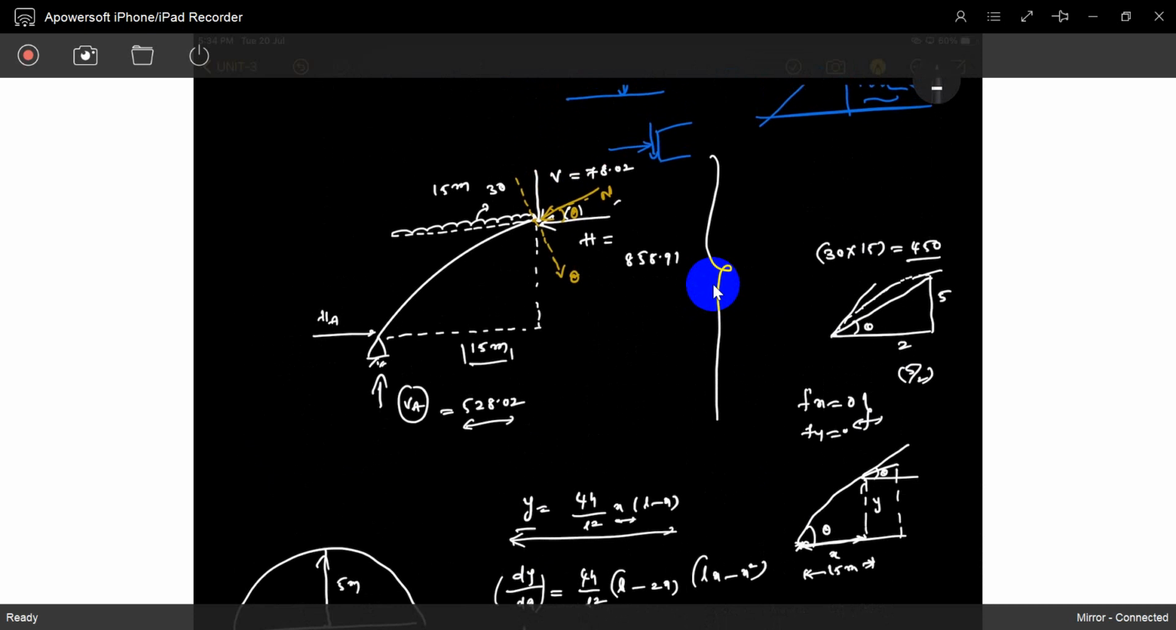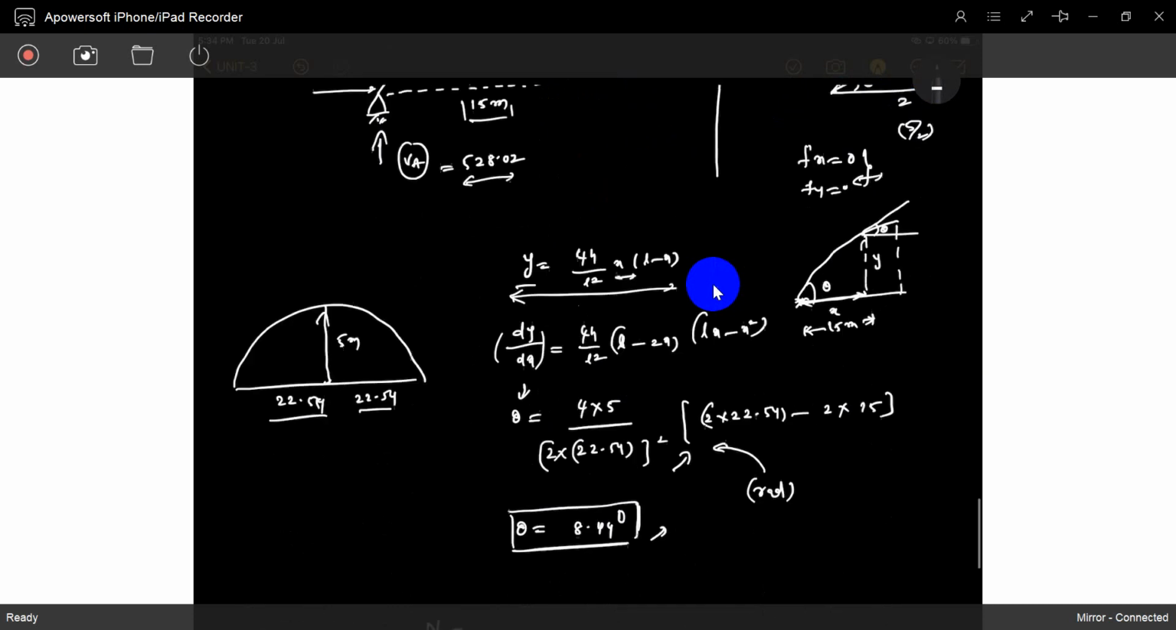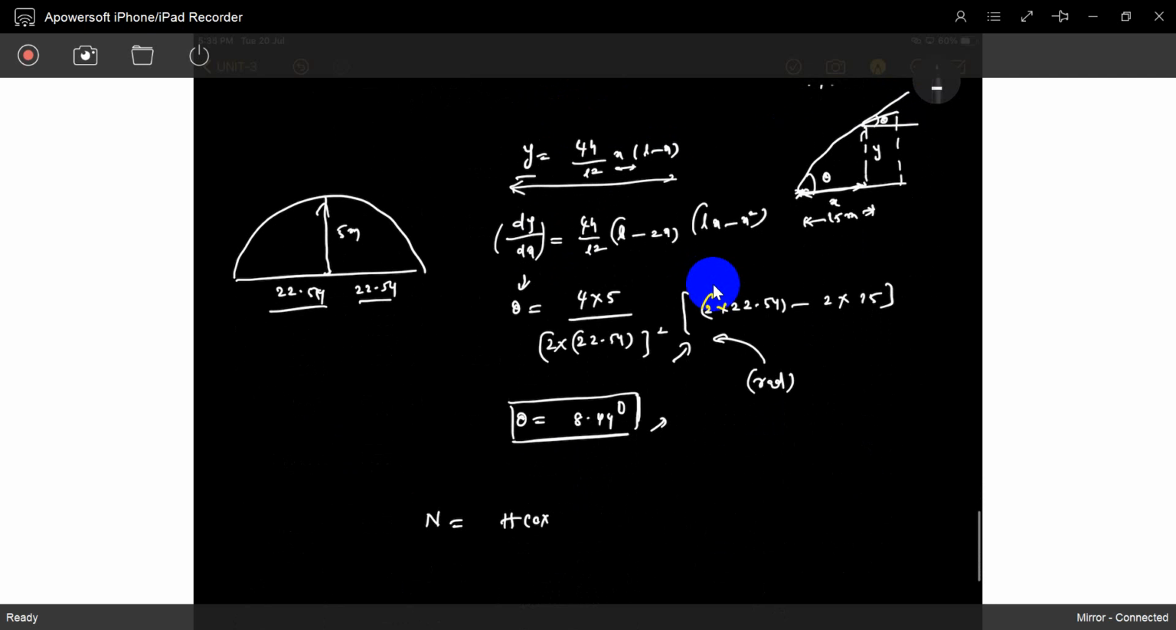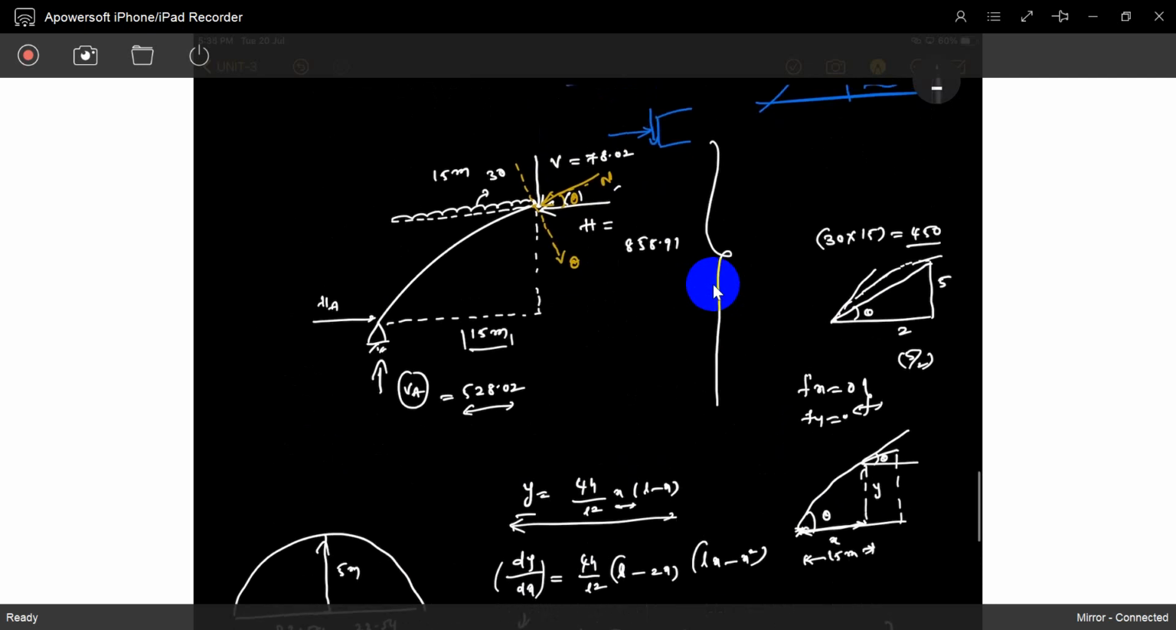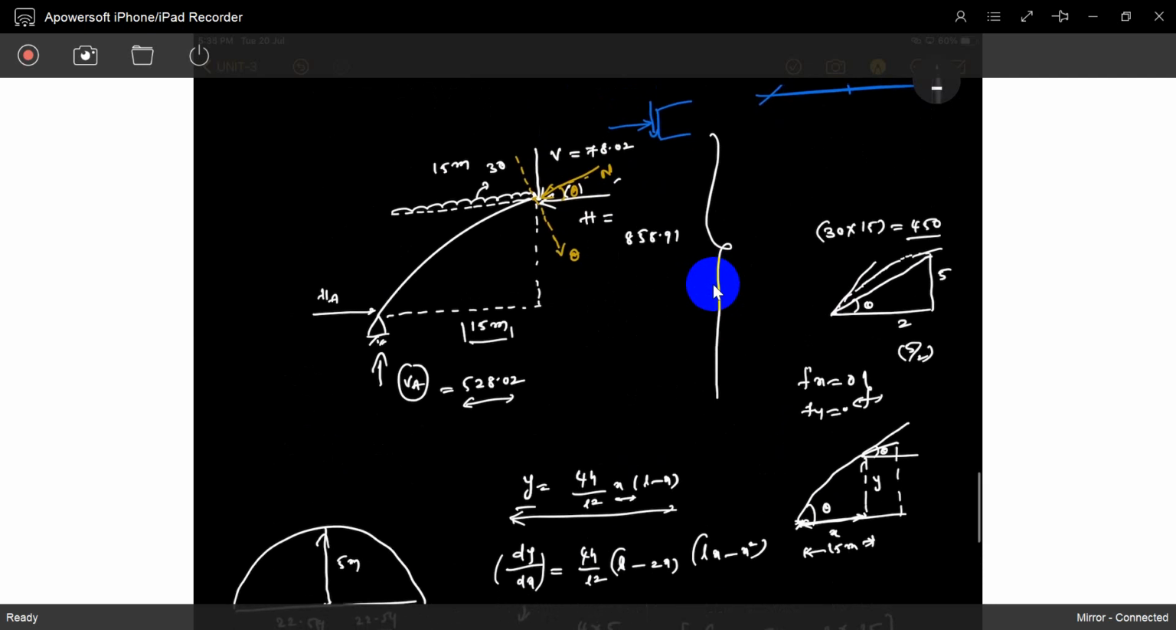H into cos theta. You can observe it now. H cos theta. V into sin theta. So V and H are distributed. We are taking the effect of H in the direction of N, the effect of V in the direction of N.